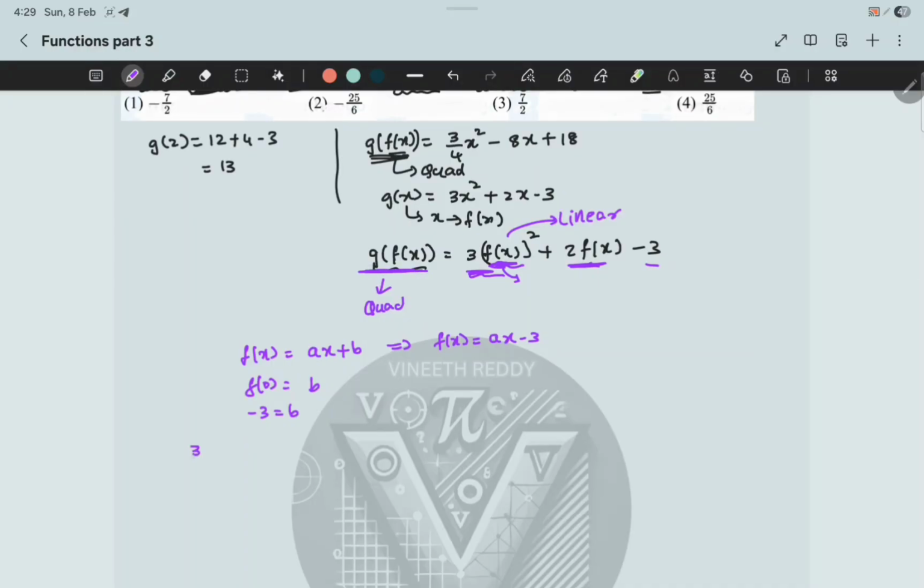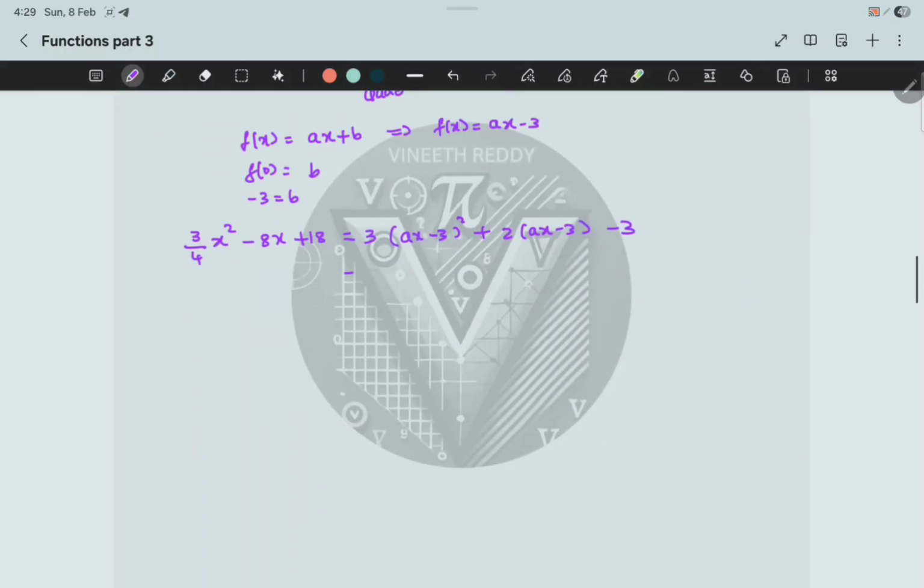g of f of x is 3 divided by 4 x square minus 8x plus 18, which equals 3 times f of x, which should be (ax minus 3) whole square, plus 2 times f of x again, which should be ax minus 3, and here we have minus 3. So let us solve the right hand side.